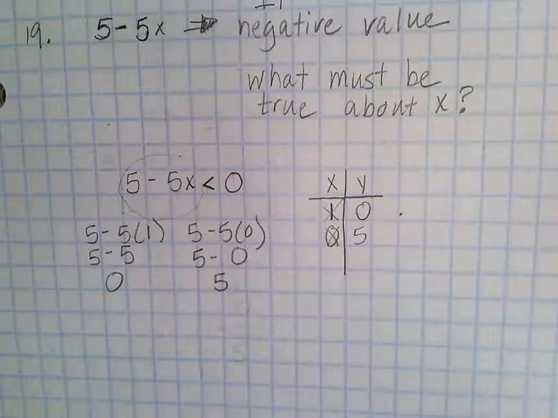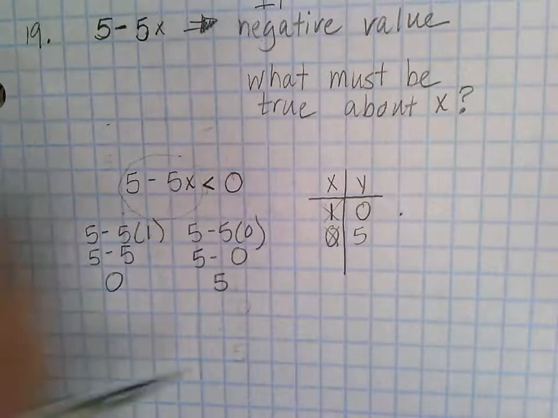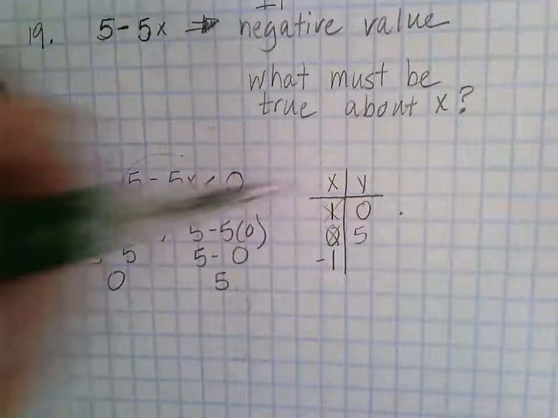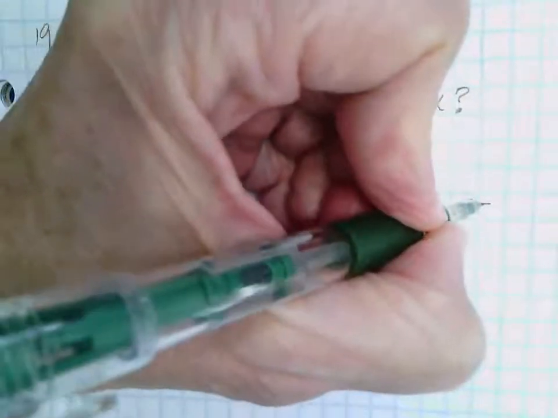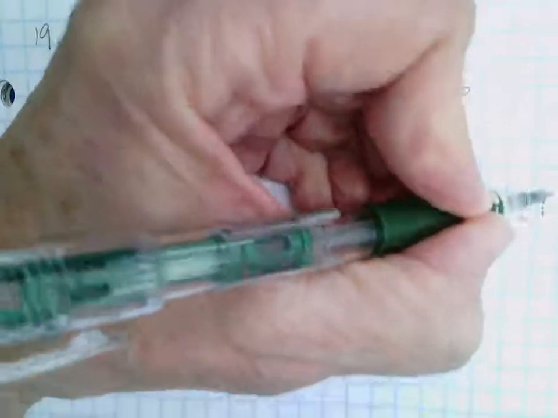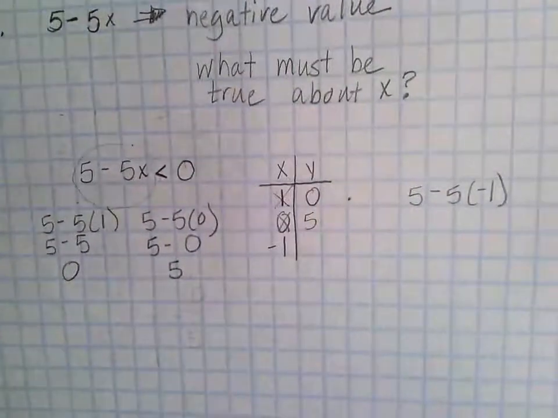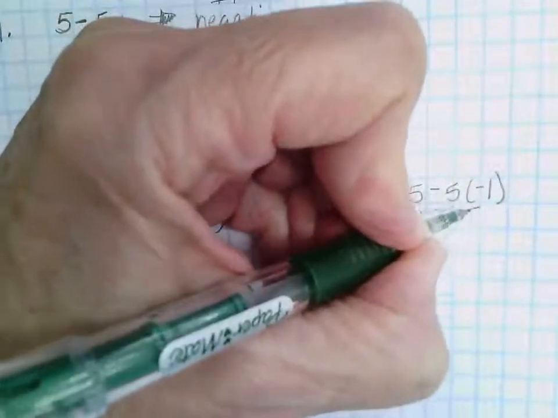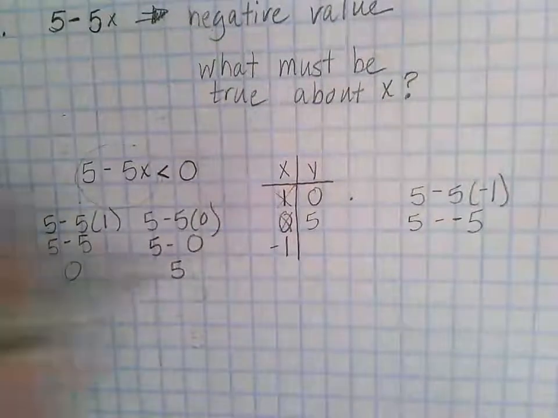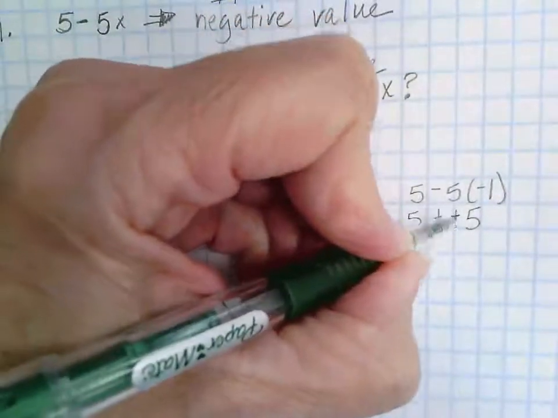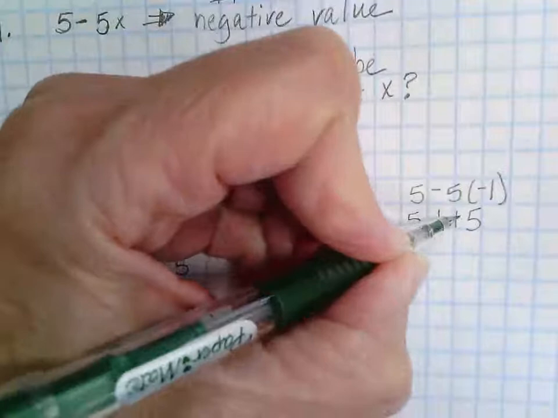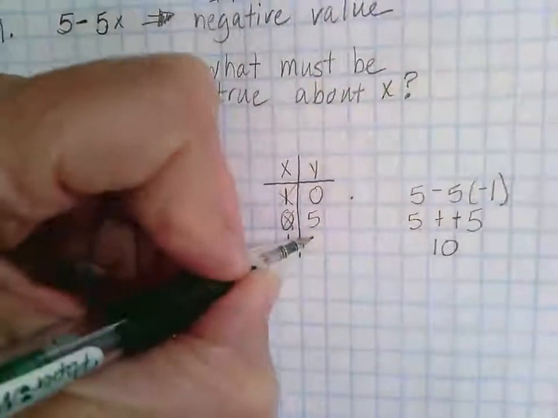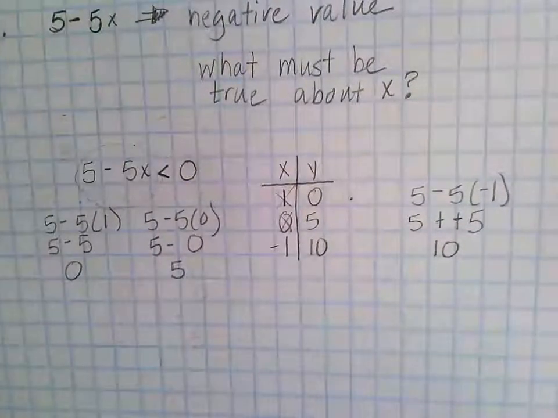Let's try putting in negative 1. 5 minus 5 times negative 1. 5 minus negative 5. My rules say to change these to a positive and change that to its opposite. Well, that's going to give me 10. That's not less than 0.